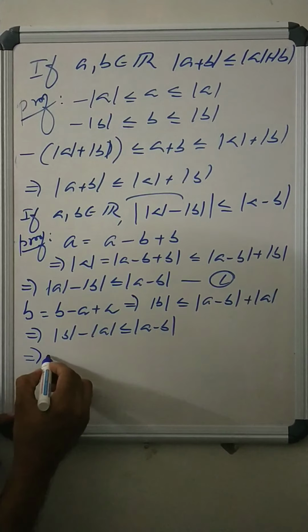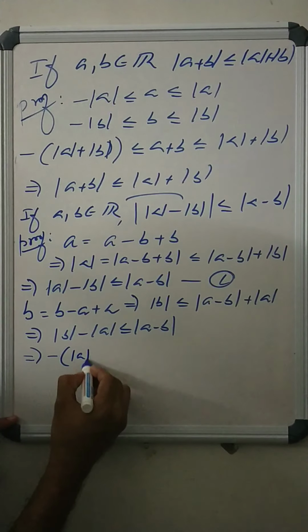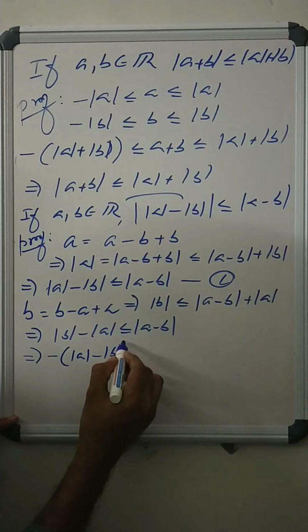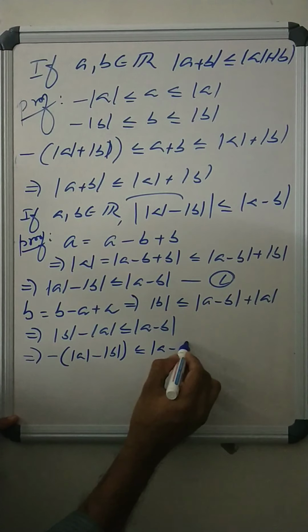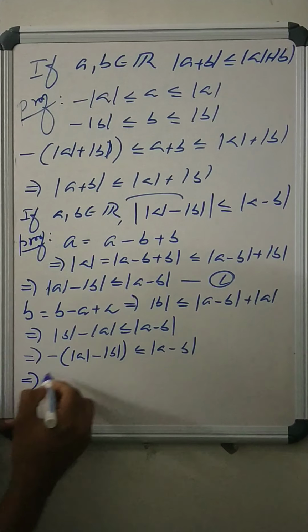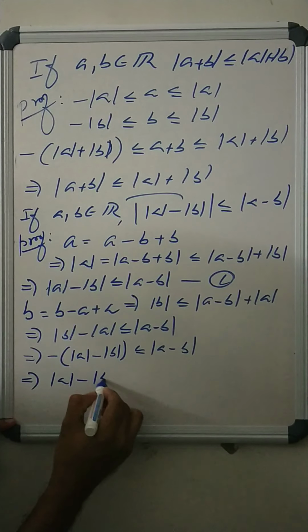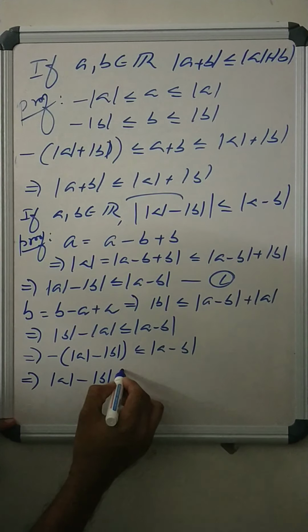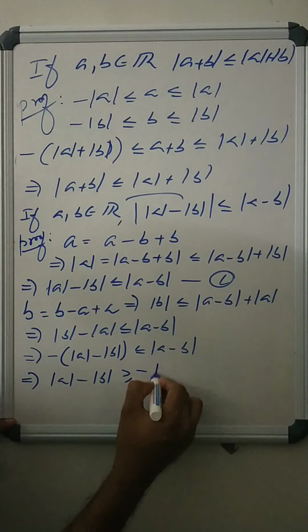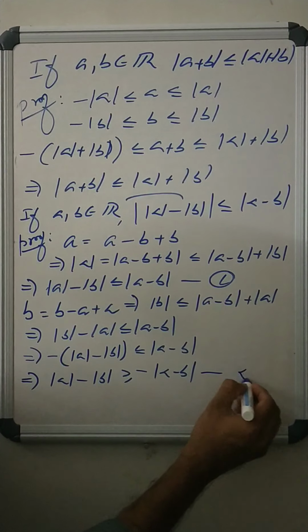This means, bring the minus outside: minus of mod a minus mod b is less than or equal to modulus of a minus b. So multiplying on both sides by this minus, it is mod a minus mod b greater than or equal to minus of modulus of a minus b. Mark it as 2.